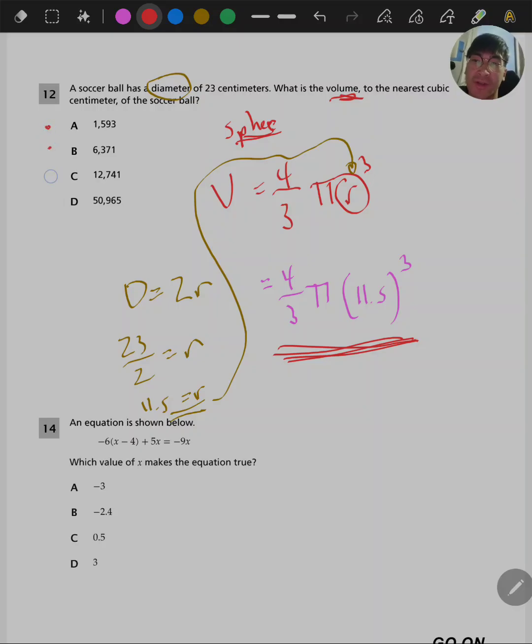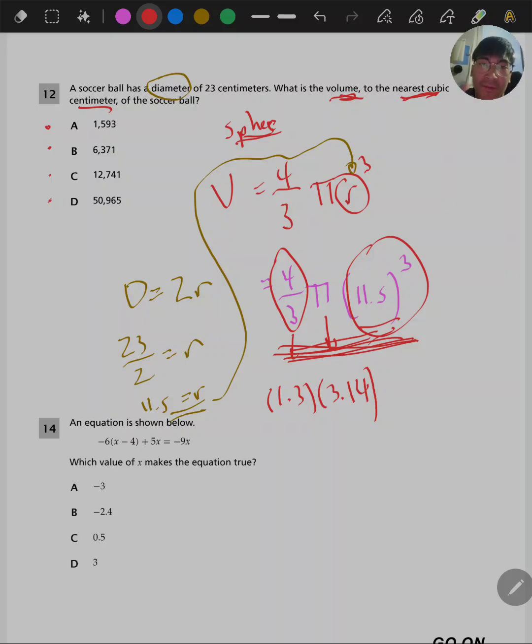Okay, but if you look at the choices, the answers are all very far apart. So here, notice it says to the nearest cubic centimeters. That means you have to round. So even if you didn't know how to round, just find the answer choice that's closest to this answer. So 4/3, this number is about 1.3. Pi, a common approximation they use is 3.14, and then I have to do 11.5 times 11.5 times 11.5. So let me do that right now. Actually, I'm not going to do that. Okay, but if you do that, then you are going to get B. You should get B. Okay?